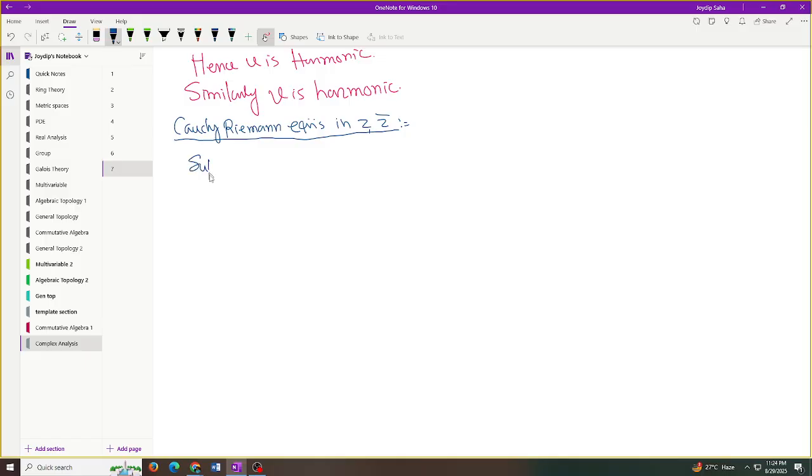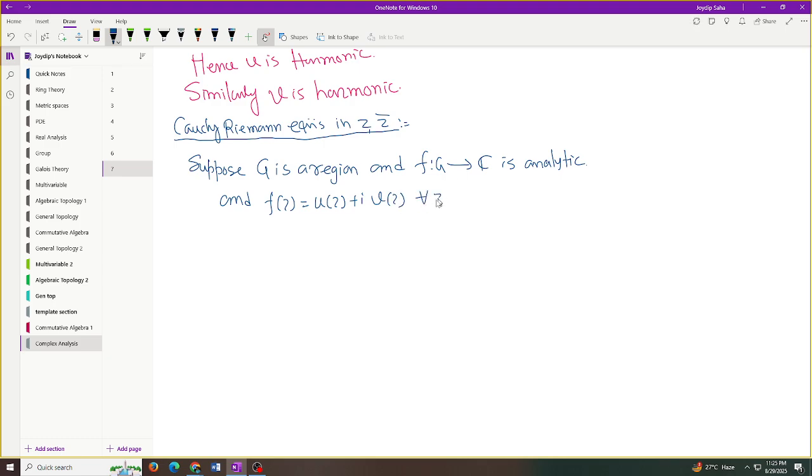Suppose G is a region and V is analytic. So, and f(z) equals u(z) plus i v(z) for all z belongs to G.